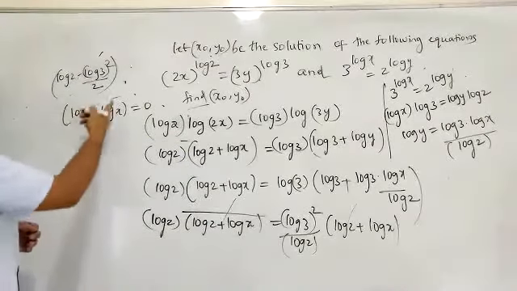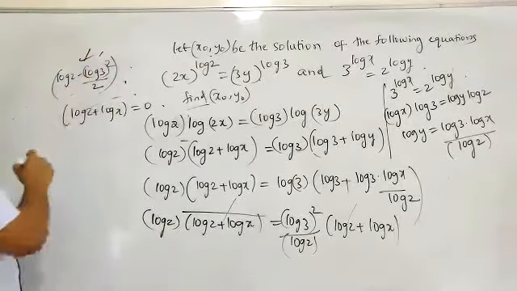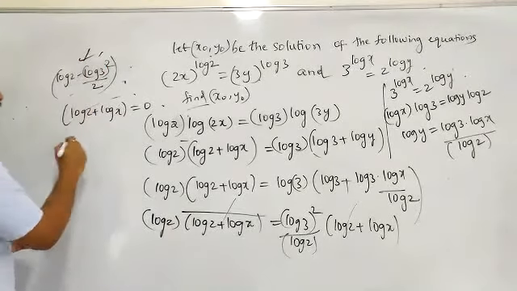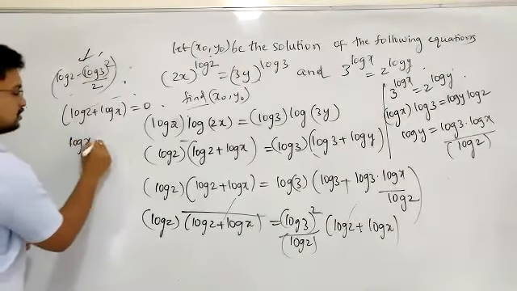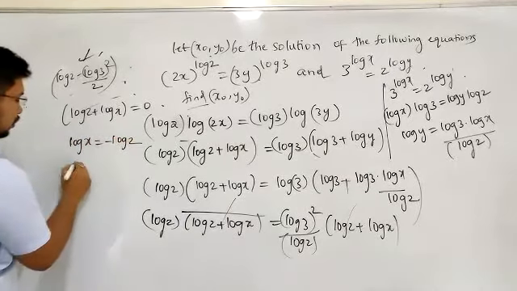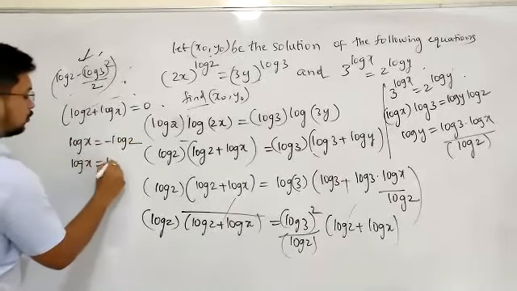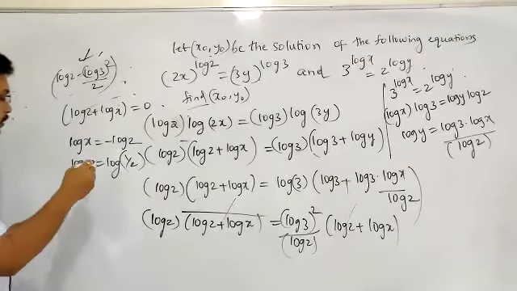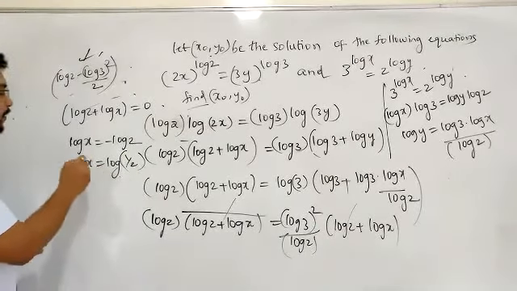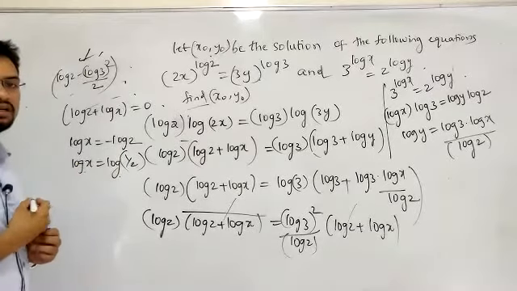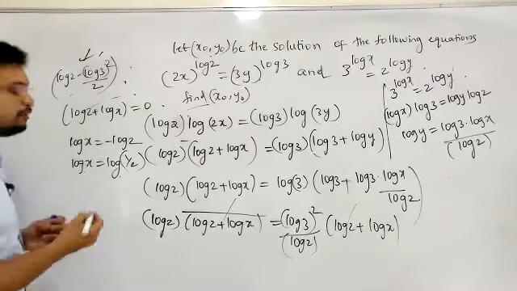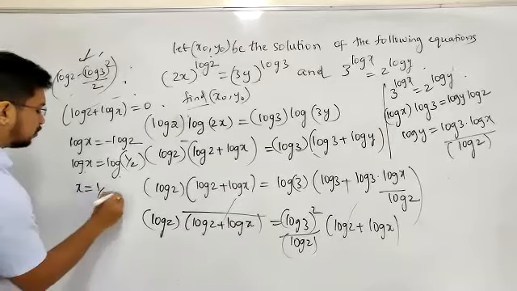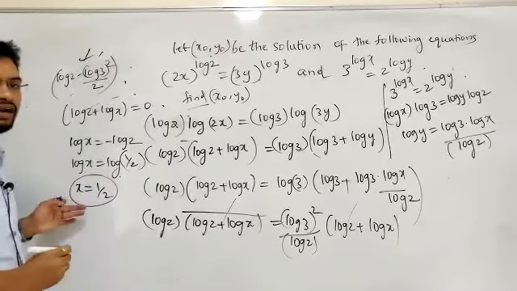So you'll be getting something like this, and this is not 0. This cannot be 0, so obviously this has to be 0. So log x is equal to minus log 2, which is log of 1 by 2. Now these bases are equal, so you can compare the arguments. So you'll be getting x is equal to half.